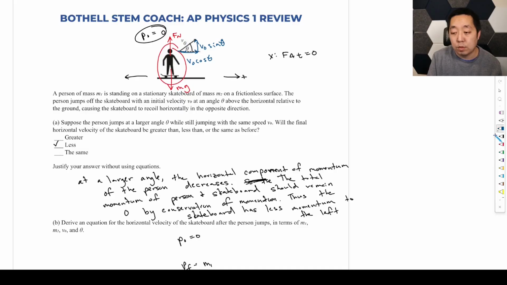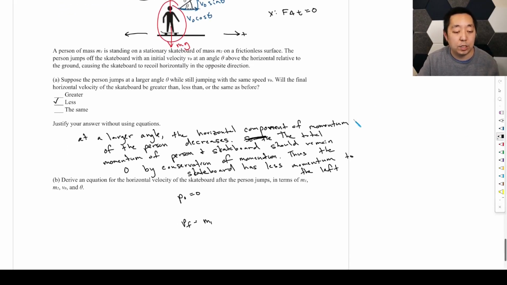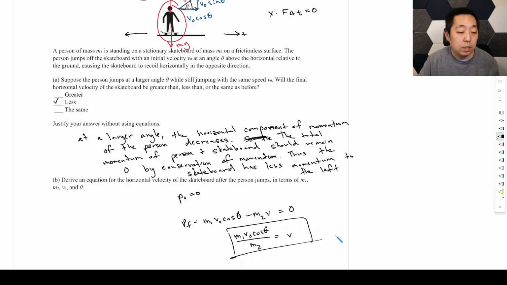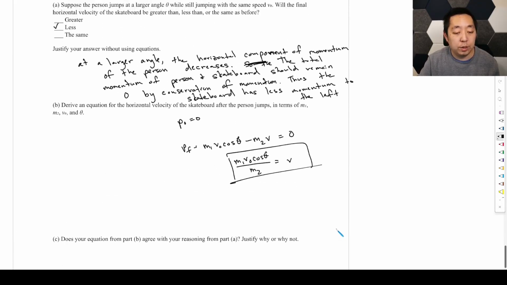Again, because momentum's a vector, we're only looking at the x direction. That's going to be m1 v0 cosine theta minus the mass of the skateboard times his velocity. Overall momentum should be 0. It's a minus because the skateboard is going to be moving to the left. And so the v, move that over and divide by m2, is m1 v0 cosine theta divided by m2. Right?